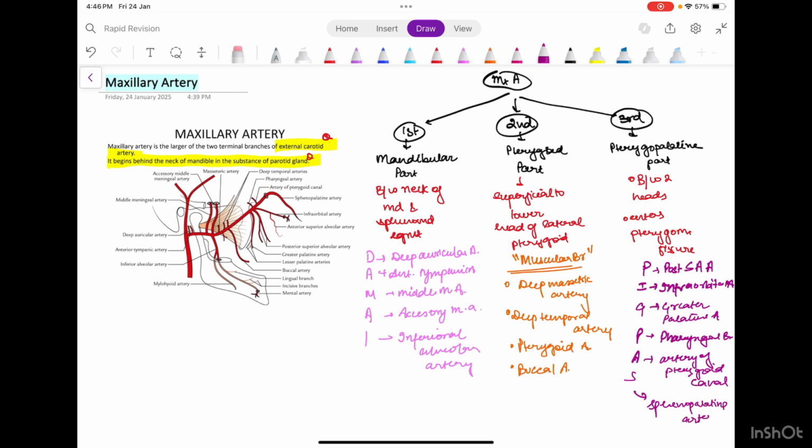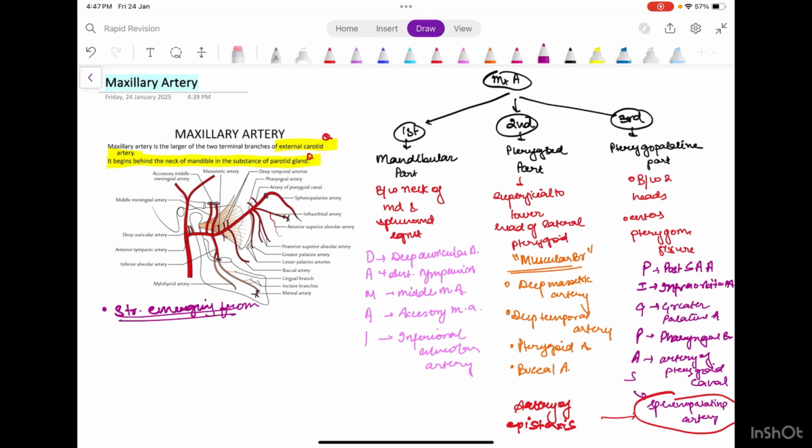Now there is a question that out of all these, which is called the artery of epistaxis, that is the nosebleed? That is the sphenopalatine artery. So the artery of epistaxis. Okay, so this is it.